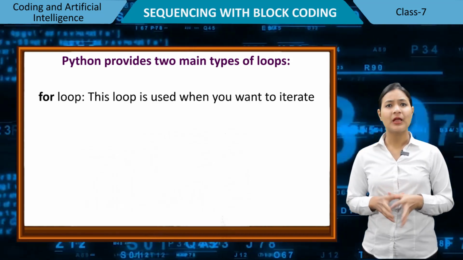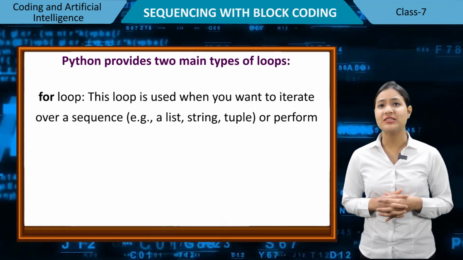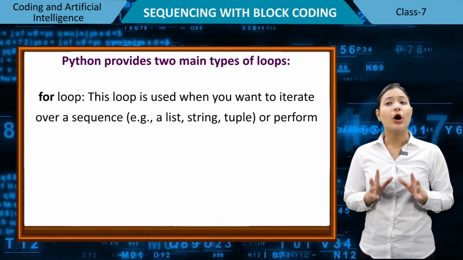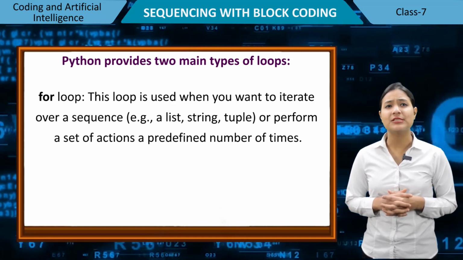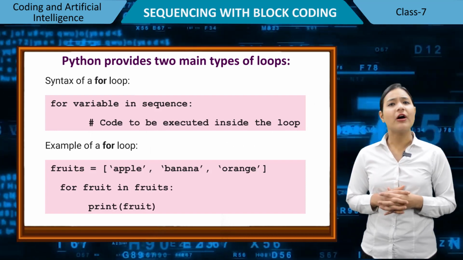For loop. This loop is used when you want to iterate over a sequence, for example a list, string, tuple, or perform a set of actions a predefined number of times. Syntax of a for loop.